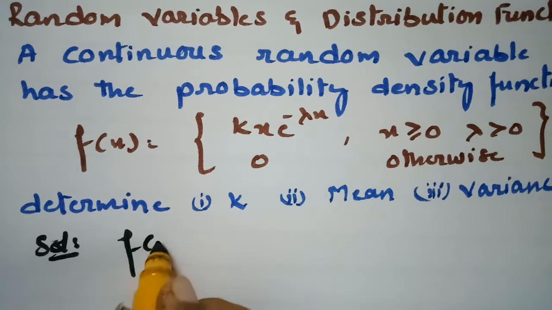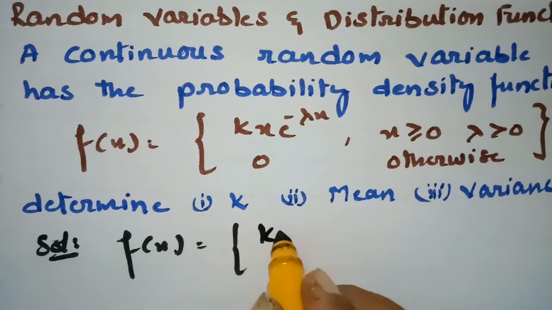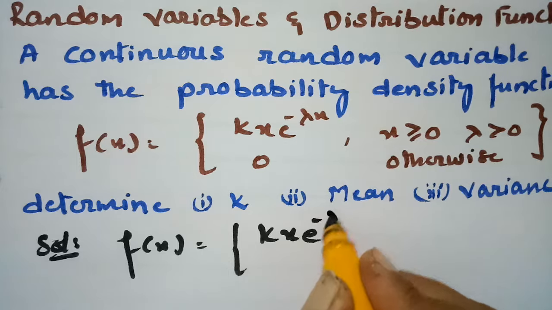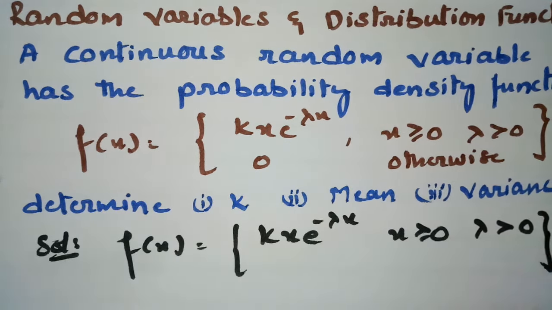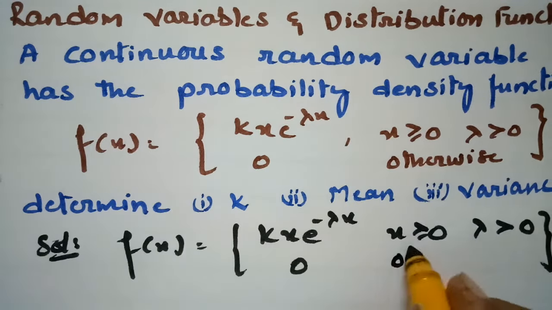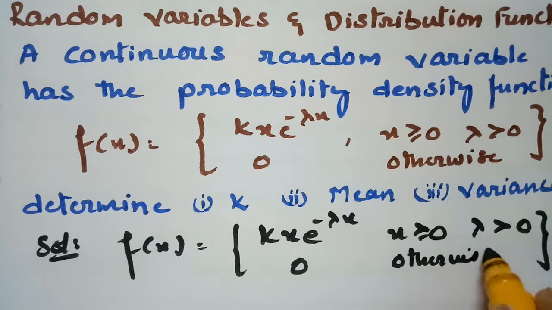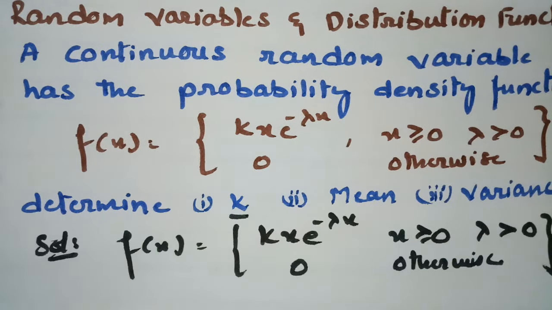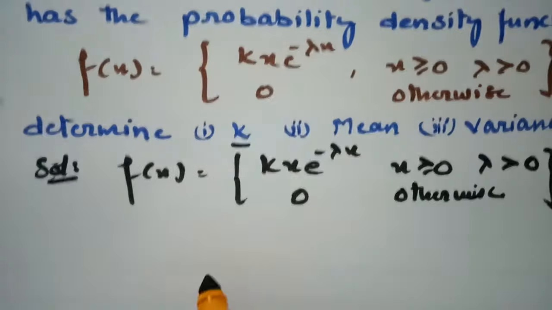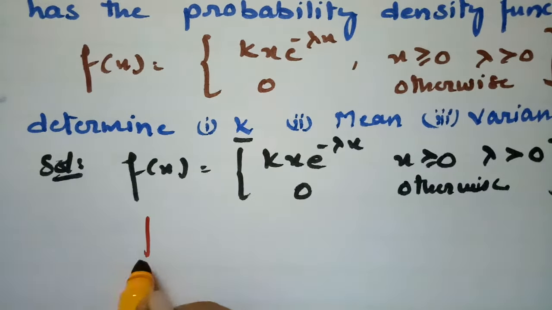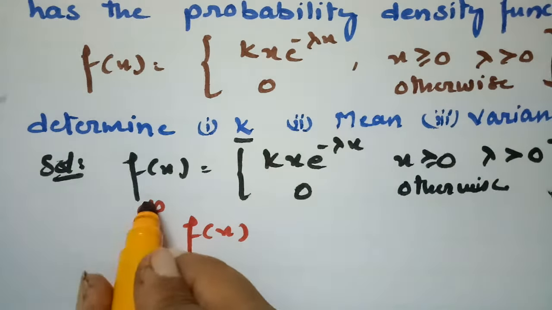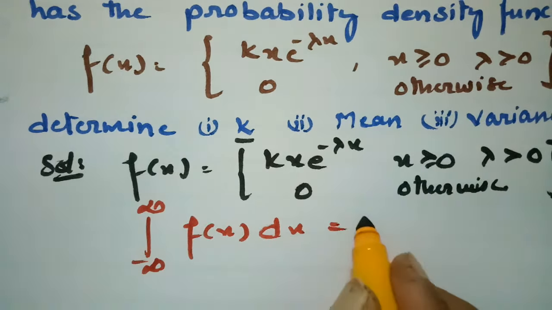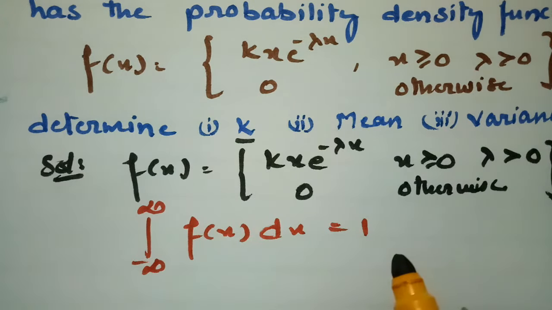What is the function given? The function f of x is given as kx times e power minus lambda x, where k is greater than or equal to 0 and lambda is also positive, and 0 otherwise. For finding the value of k, we know that the total probability is unity. Everybody knows that the integral from minus infinity to plus infinity of f of x dx is unity.